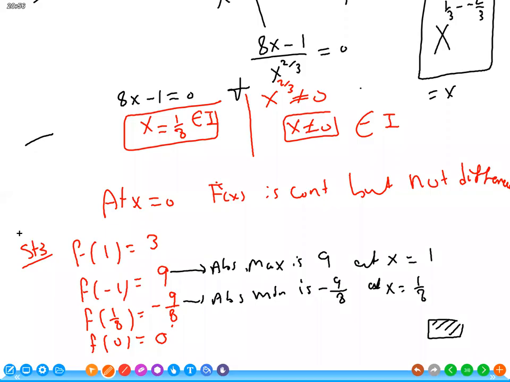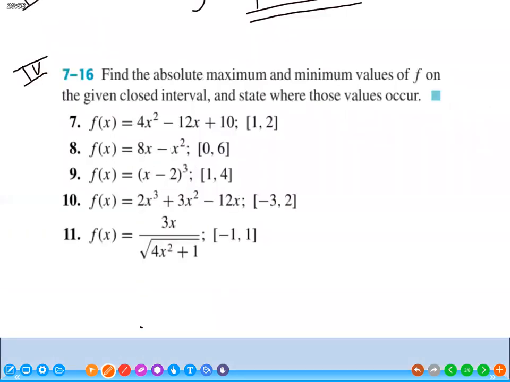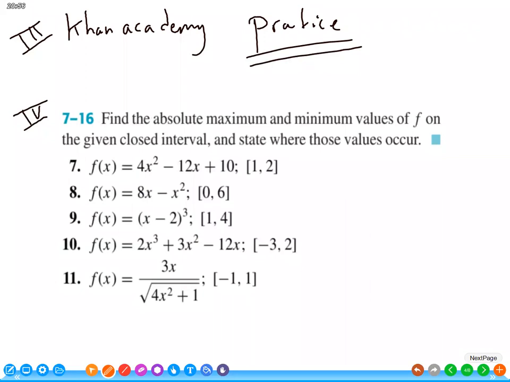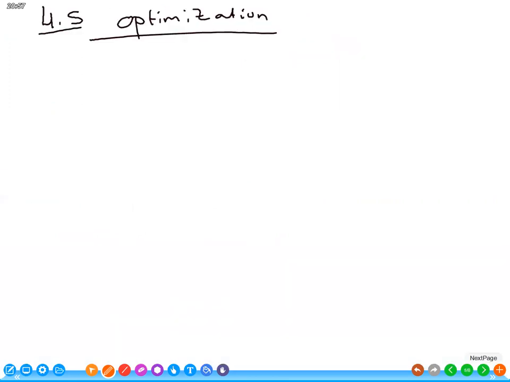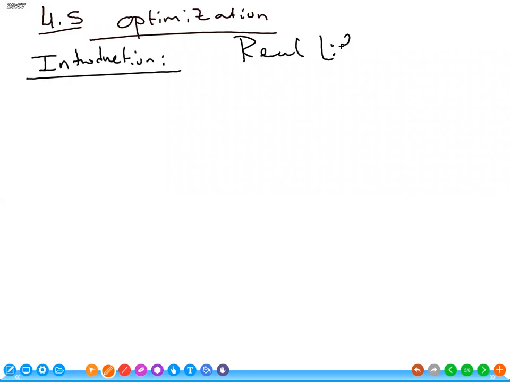The second section topic is application of optimization in real life. Take a worksheet about section 4.4. You can get more practice on Khan Academy and from your textbook, from number 7 to number 11. Optimization, as an introduction, or real life problems.